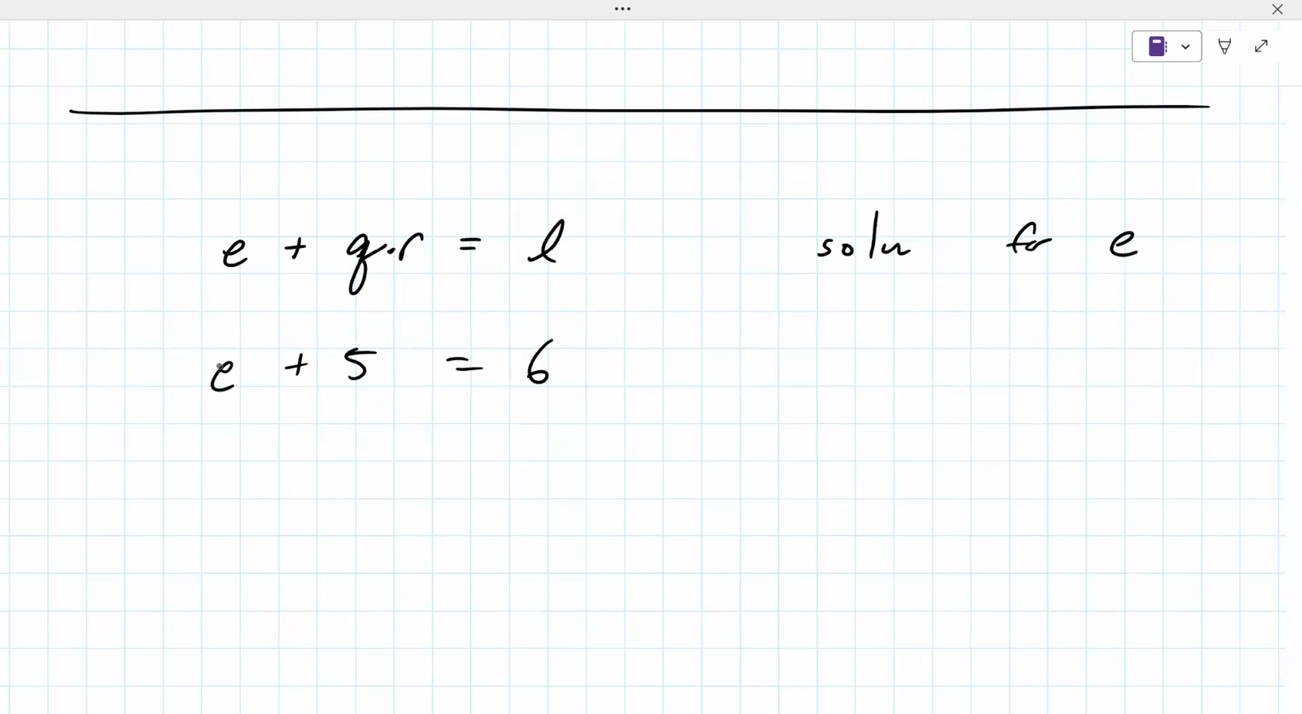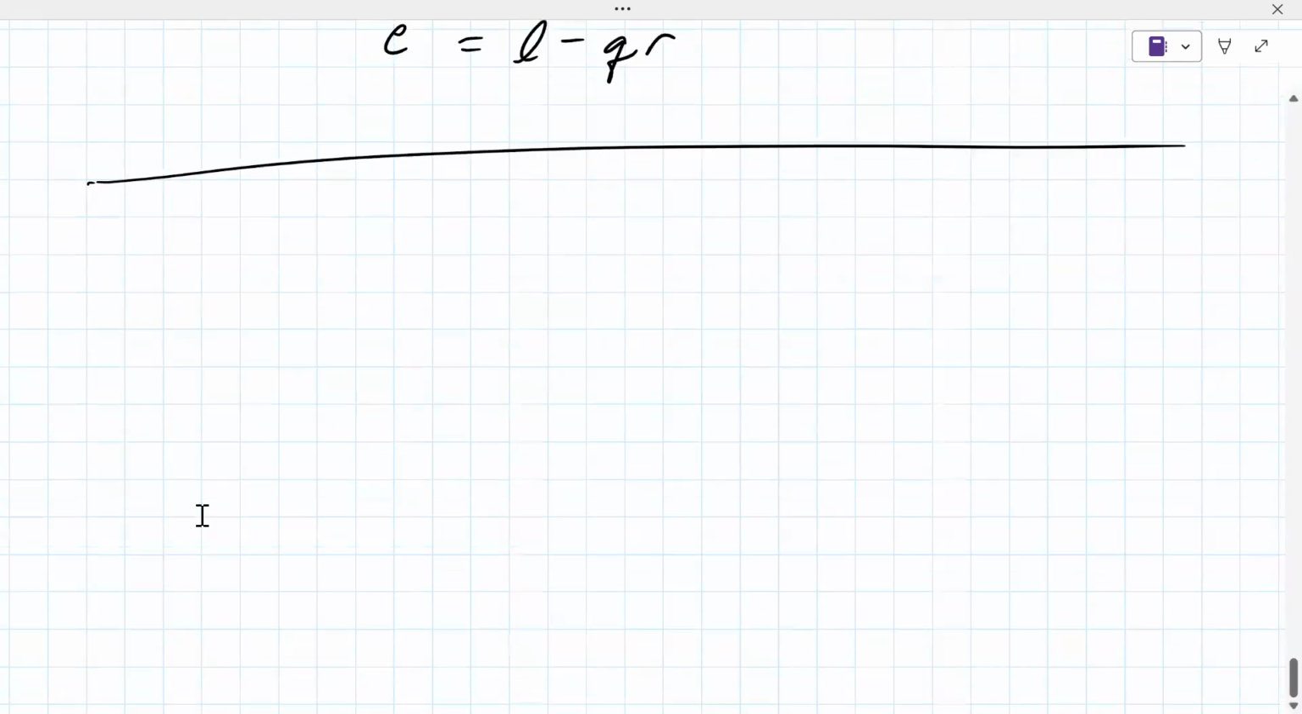So I'm trying to give you just one step solving. Is it e equals l minus q times r? Well, there's no x, but yes, call it q times r. Yes, exactly. Okay, that's correct. So I'm trying to not give you anything out of the ordinary.